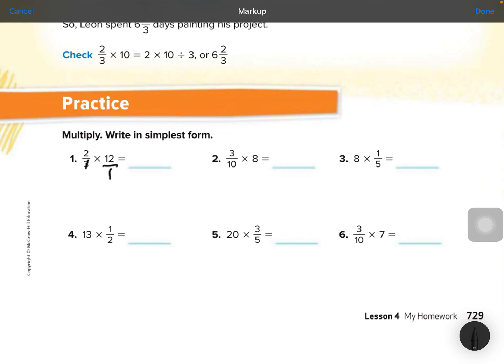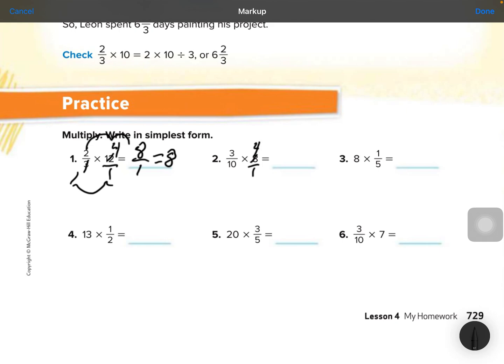Okay, number 1, we have a number here where we can simplify. I know that 3 goes into 3 once, 3 goes into this 4 times. So then I can do 2 times 4 is 8, 1 times 1 is 1, and that's going to equal the beautiful number of 8. We turn that into a fraction by just putting a 1 underneath it.